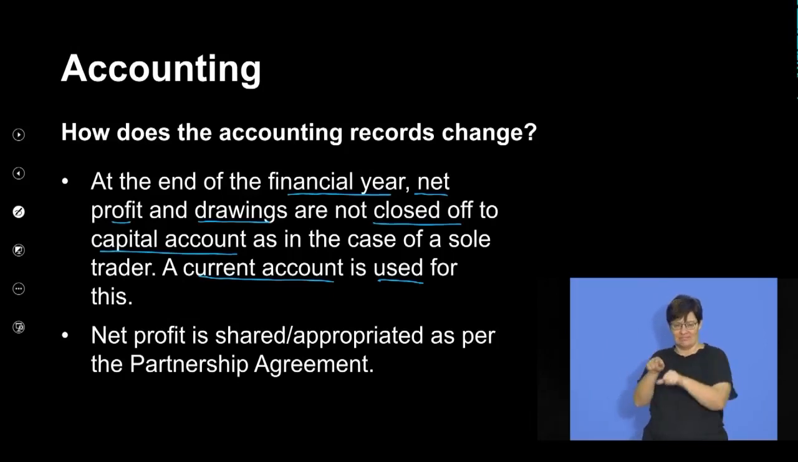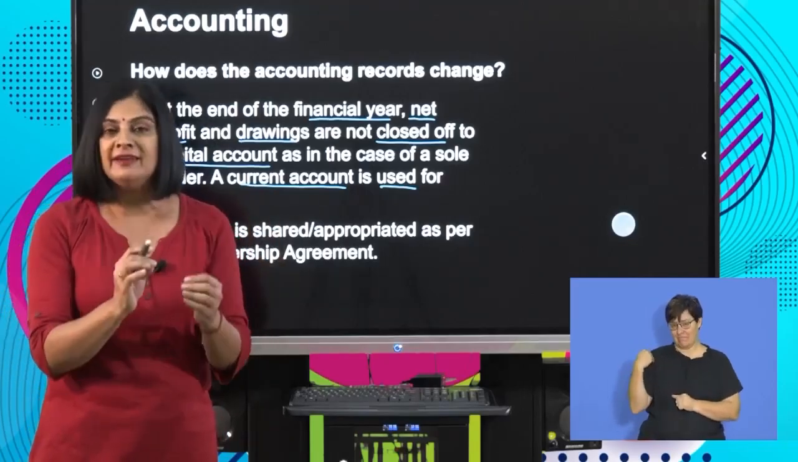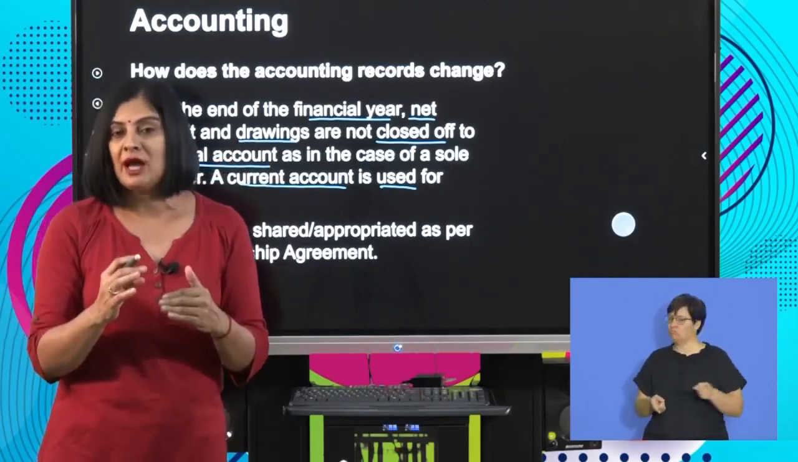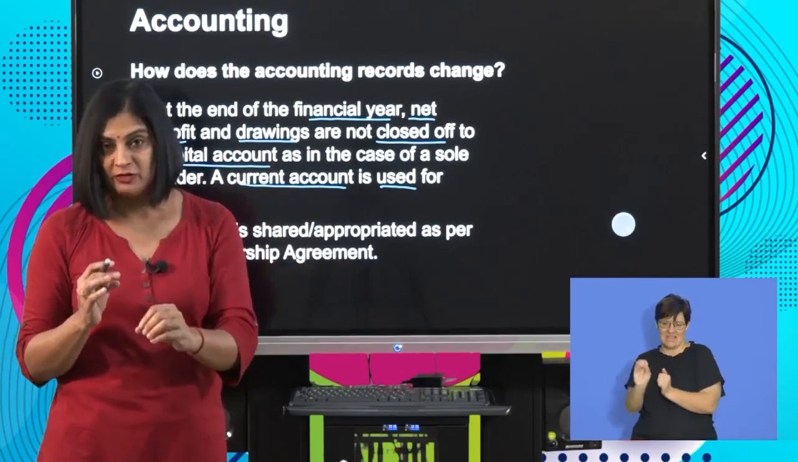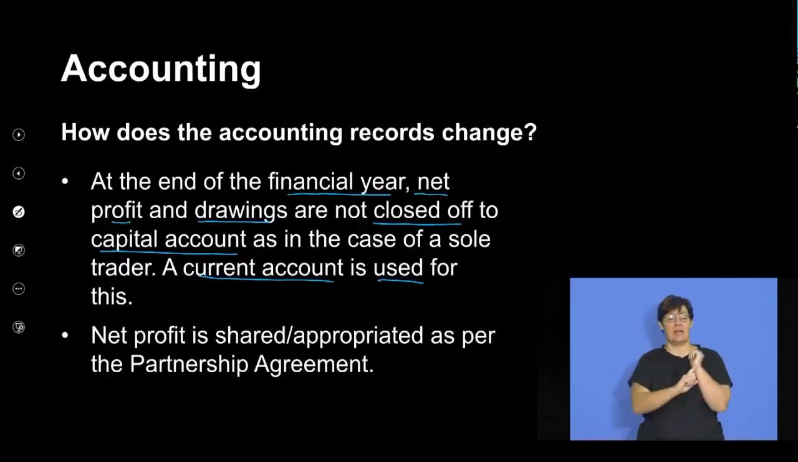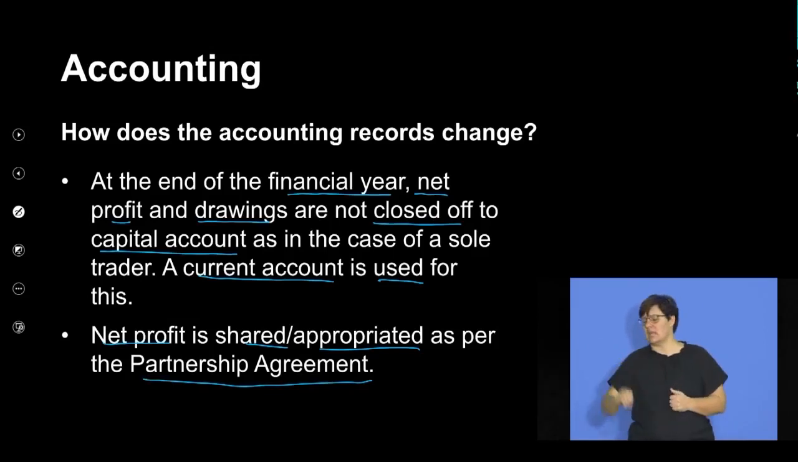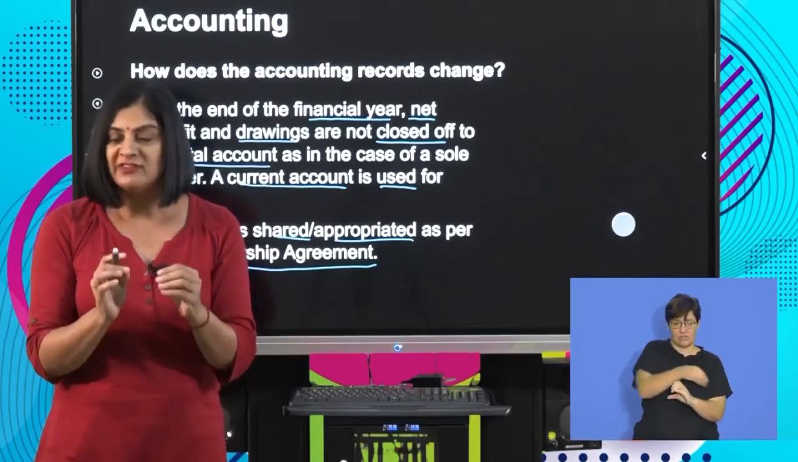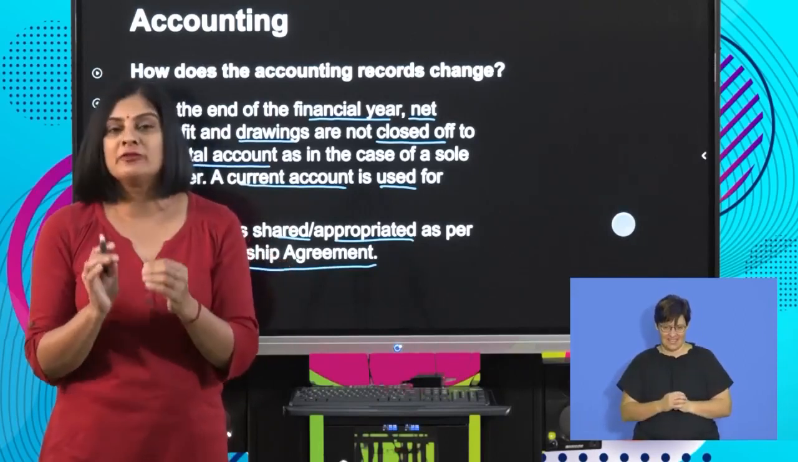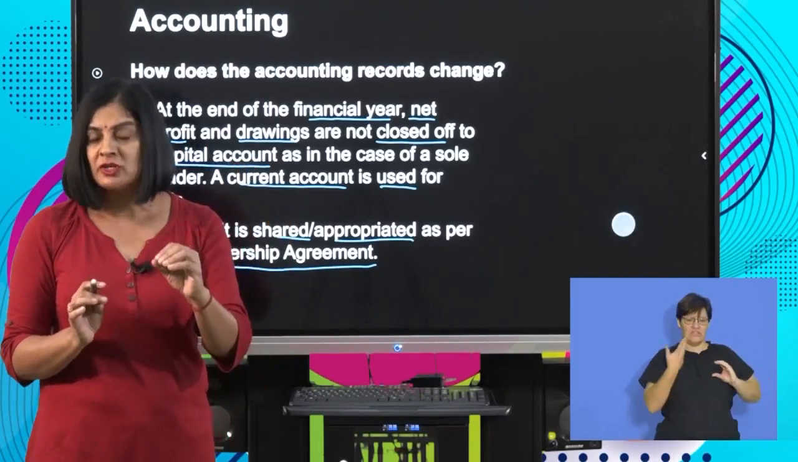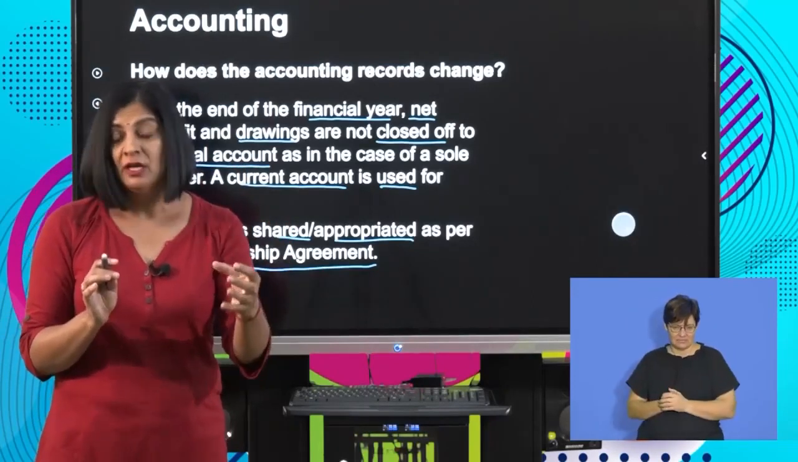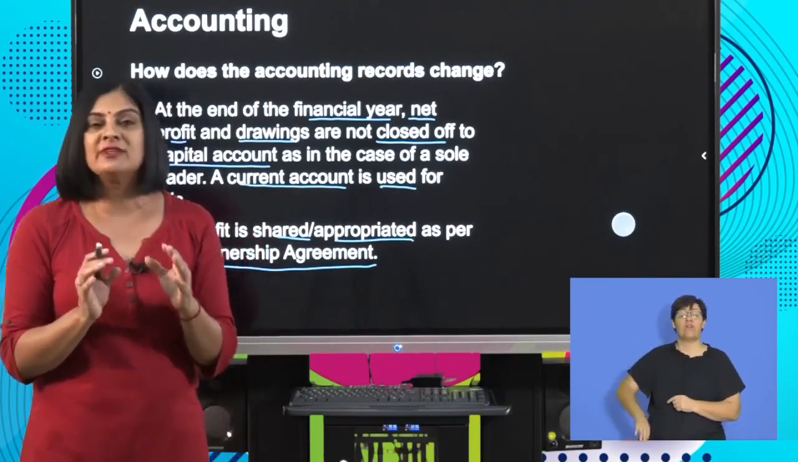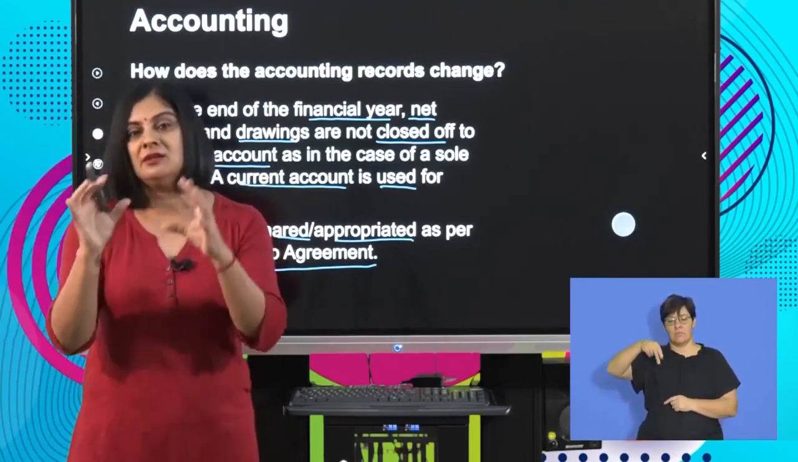Right, so once again, guys, this is reminding you of the various unique transactions that you would come across while doing the books of a partnership. And then finally, the last point in terms of accounting records: net profit is shared, appropriated as per the partnership agreement. Remember, that profit belongs to the owner in the case of a sole trader, but in a partnership, that profit now needs to be shared.